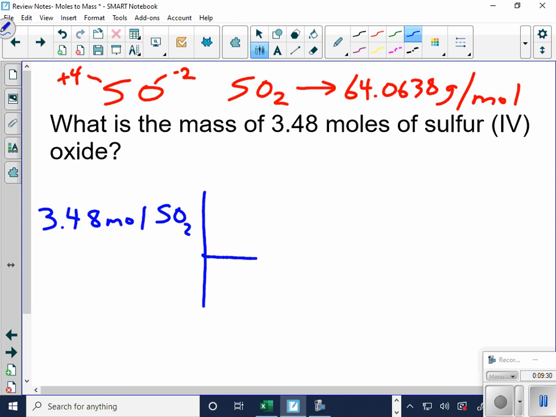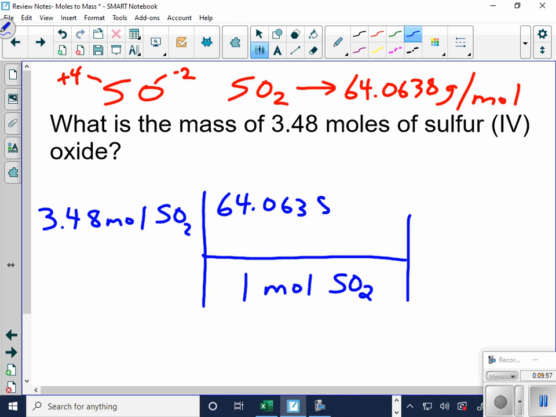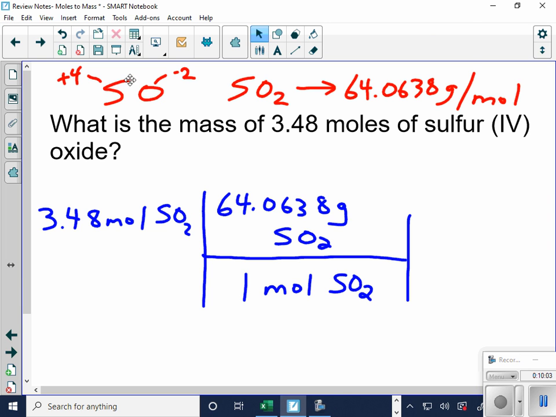I do my conversion box, and as I'm mentally seeing my flux capacitor, I'm at moles and I'm going up to mass. So I want my moles to cancel. So I know that 1 mole of sulfur 4 oxide has a molar mass of 64.0638 grams of sulfur 4 oxide. I have moles on top, moles on the bottom, so I do indeed get a cancel. So I'm going to be left with the label of grams SO2.